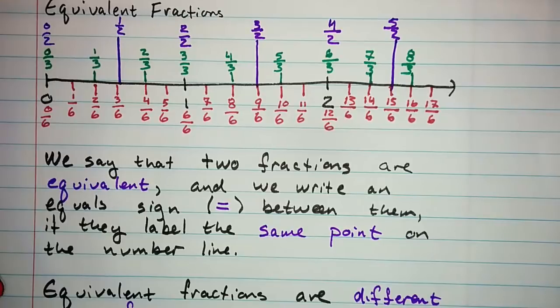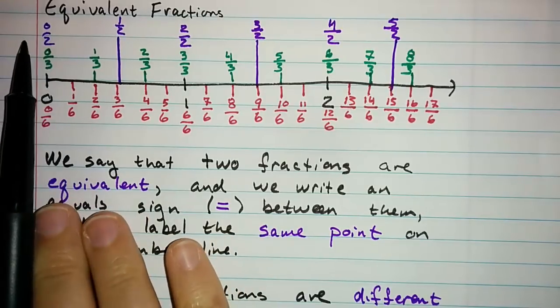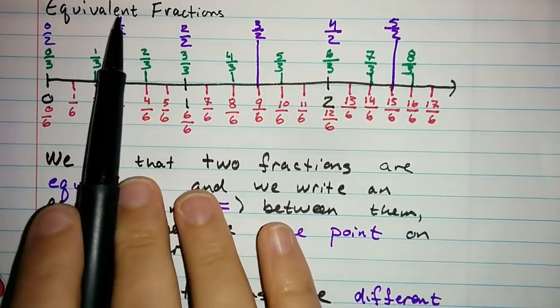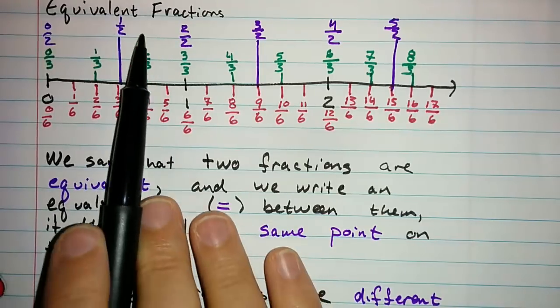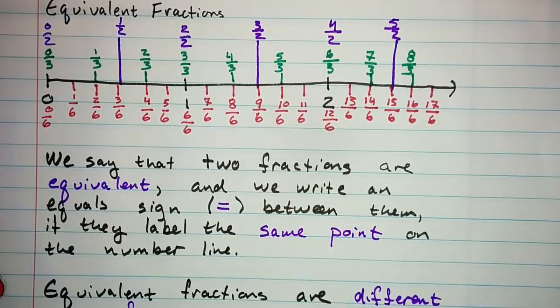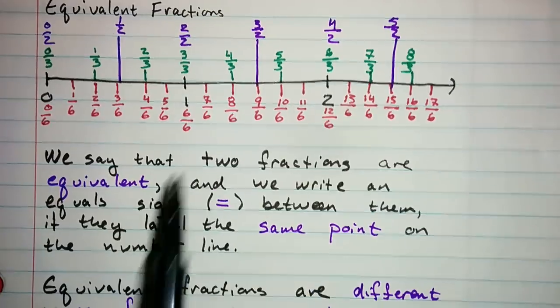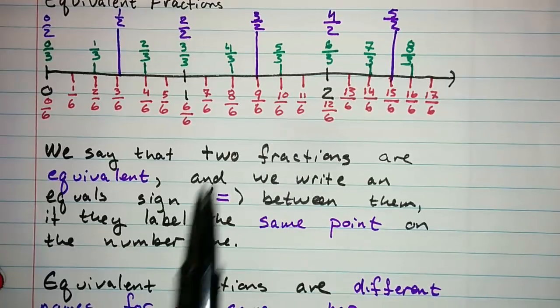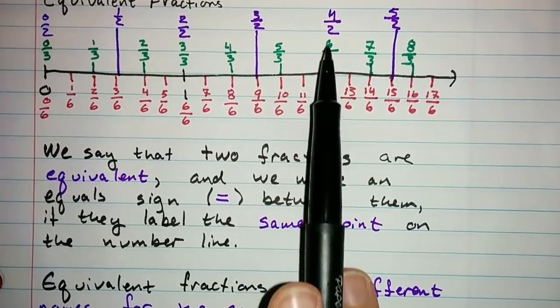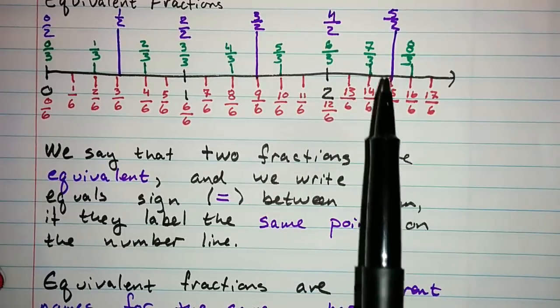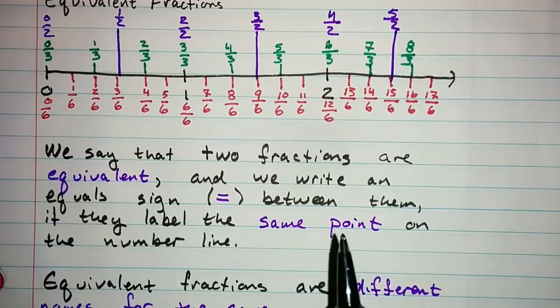There are lots of pairs to choose from. You might have chosen any of these. You might have chosen 1/3 and 2/6, 1/2 and 3/6, 2/3 and 4/6. Any of these. 4/3 and 8/6, 3/2 and 9/6, 5/3 and 10/6. Any of these different labels of 2, 7/3 and 14/6, 5/2 and 15/6, or 8/3 and 16/6.